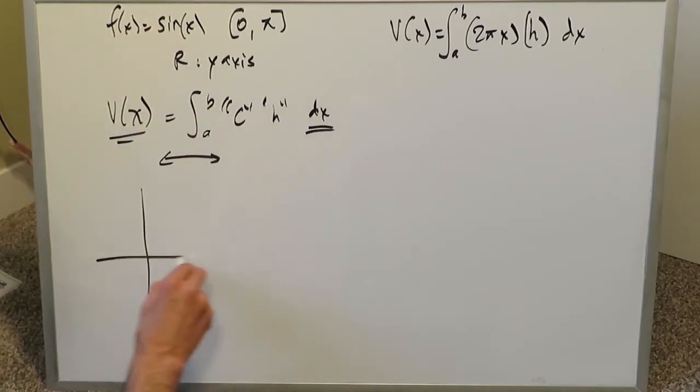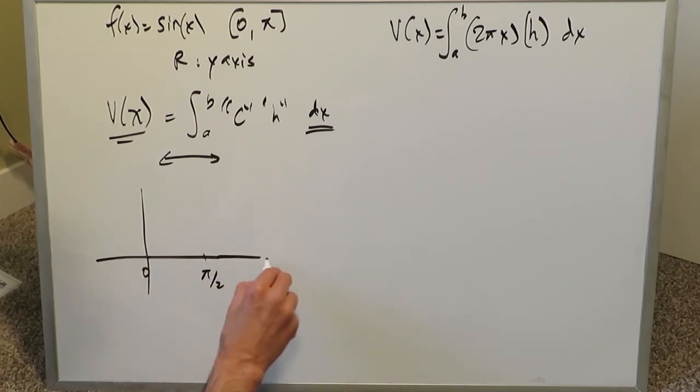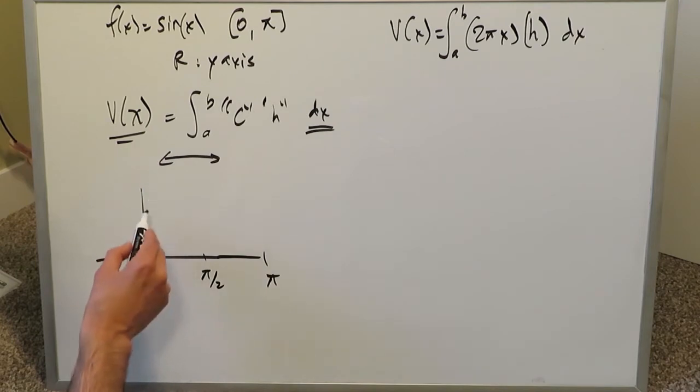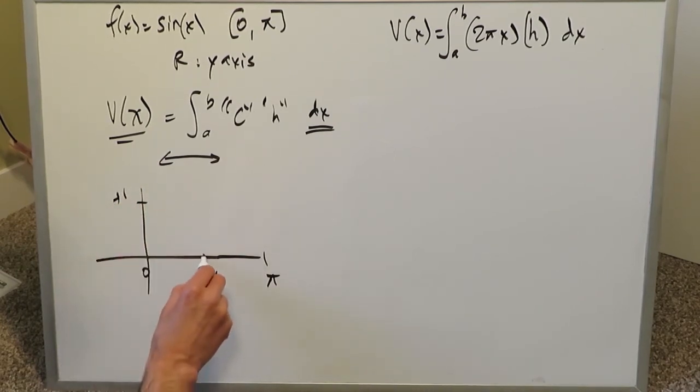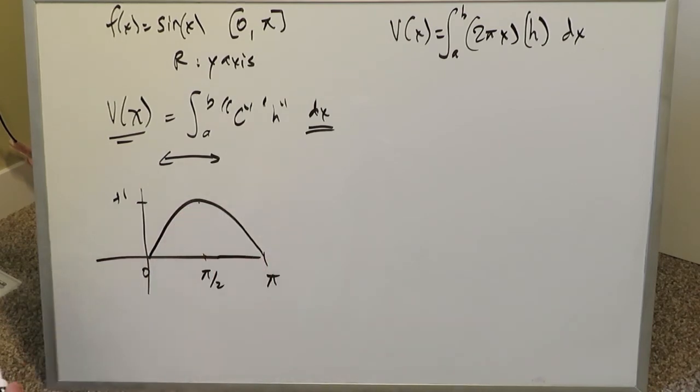You know, we're looking at sine x from 0 to pi. My landmarks are 0, pi over 2, and pi. And you know, a sine curve goes no higher than positive 1. At sine of 90 degrees, it goes up to 1. Therefore, part of your sine curve looks like this.